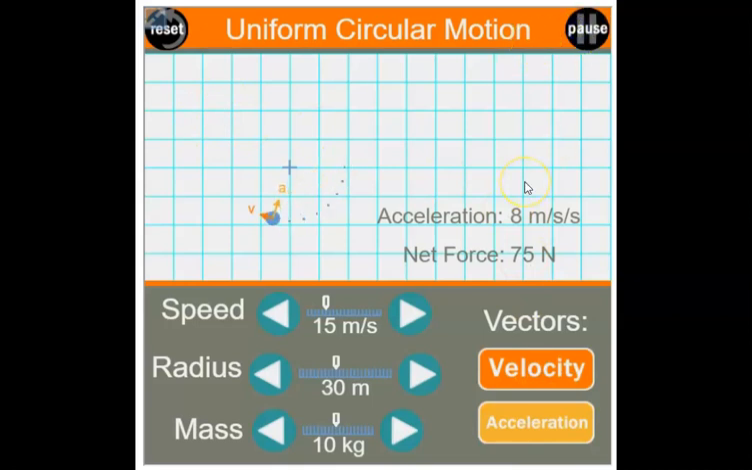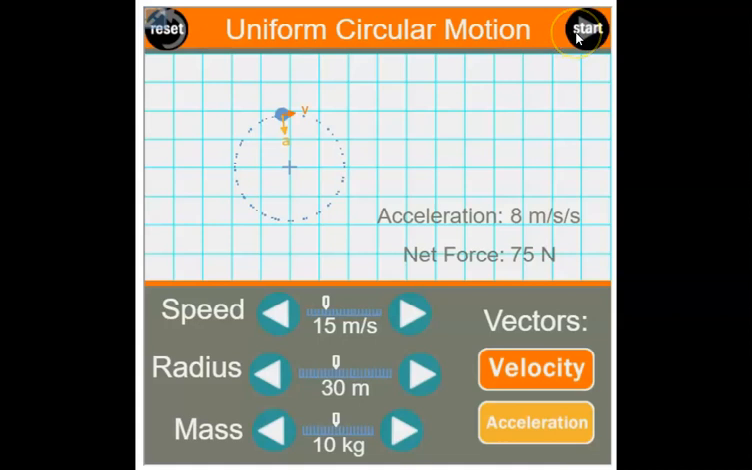Let's take a look at how a couple different factors affect the force needed to maintain circular motion. In this scenario, we've got an object moving at a speed of 15 meters per second with a radius of 30 meters, and it has a mass of 10 kilograms. First, let's see what happens if we double the speed. You can see we have a net force of 75, and if I dial that up to 30, actually, before we do that, let's make a prediction. How do you think it's going to affect the net force?